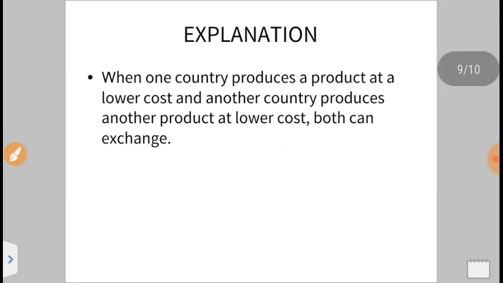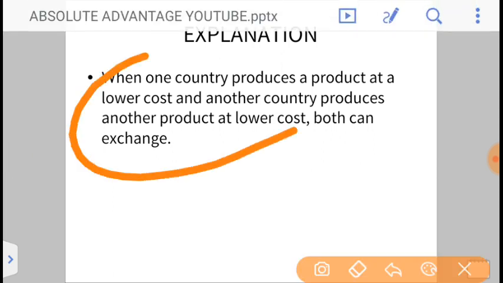So when one country produces a product at a lower cost and another country produces a product at a lower cost, both can exchange. What this point says is that if India can produce cocoa at a lower cost and US can produce rice at a lower cost, both US and India can benefit from the trade. India can exchange cocoa for rice and US can exchange rice for cocoa.